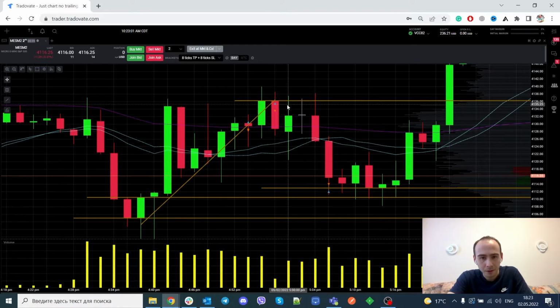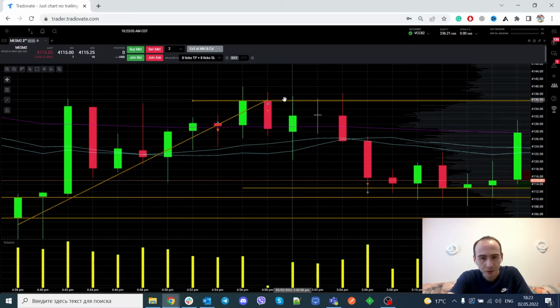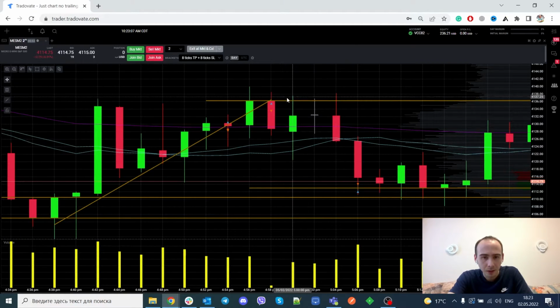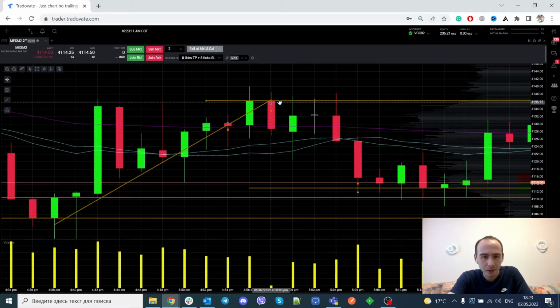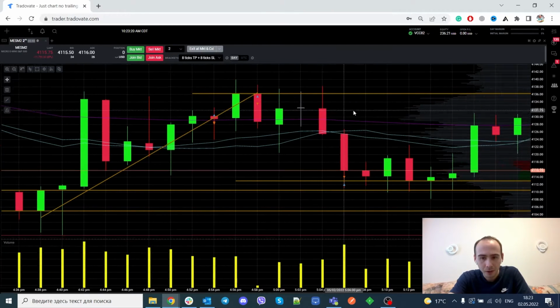The same thing happened here. Not exactly the same, but the bar was bullish. I decided to enter at the bar closing, and again my stop loss worked over here.